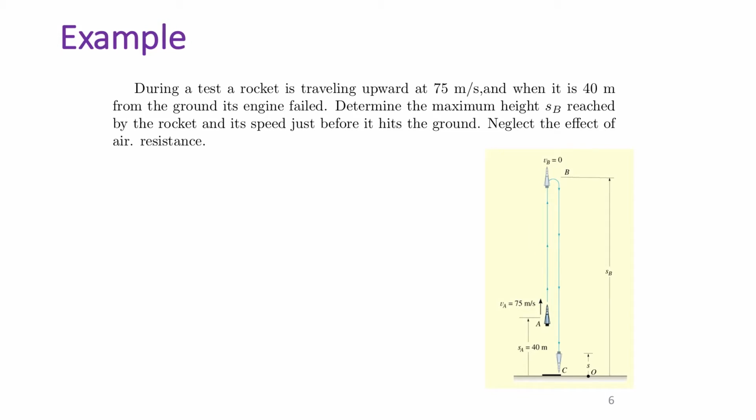So what happened is that the rocket starts to move upward until it stops, and then it falls downward. Now we want to determine the maximum height, SP, reached by the rocket and its speed just before it hits the ground, right there at point C. We want to neglect the air resistance.